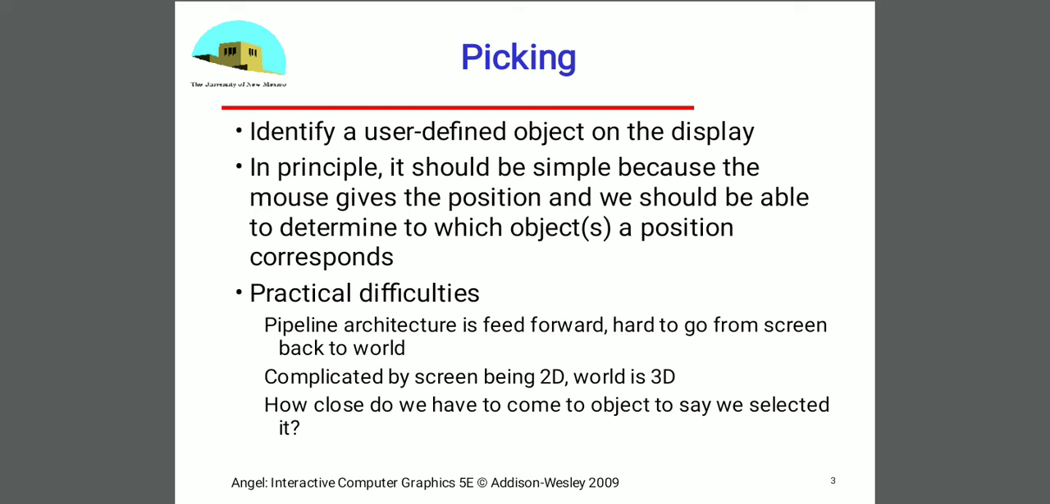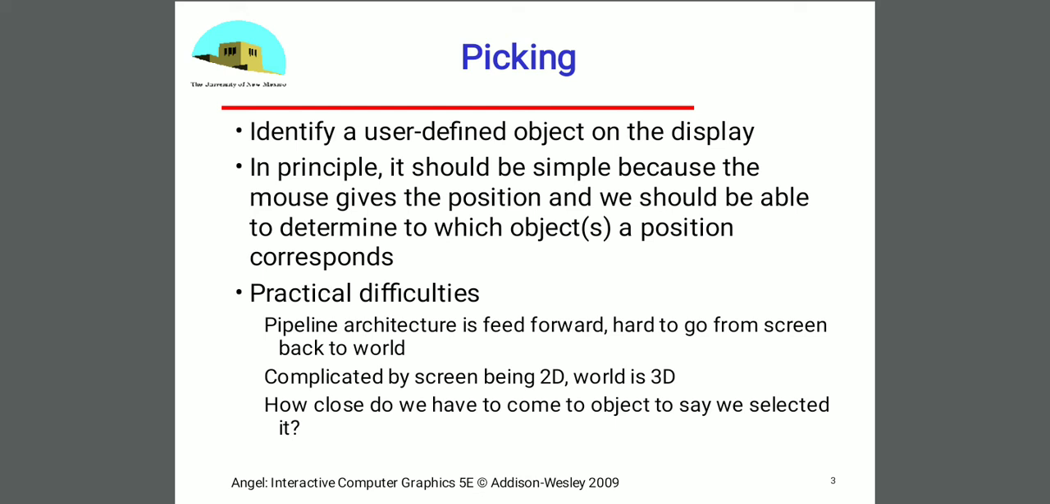The accurate position cannot be measured. So we can draw an imaginary rectangle, based on that we can pick. Now we'll see the slide, you will understand. It identifies a user-defined object on the display. Out of many objects, you are identifying one object by using picking.